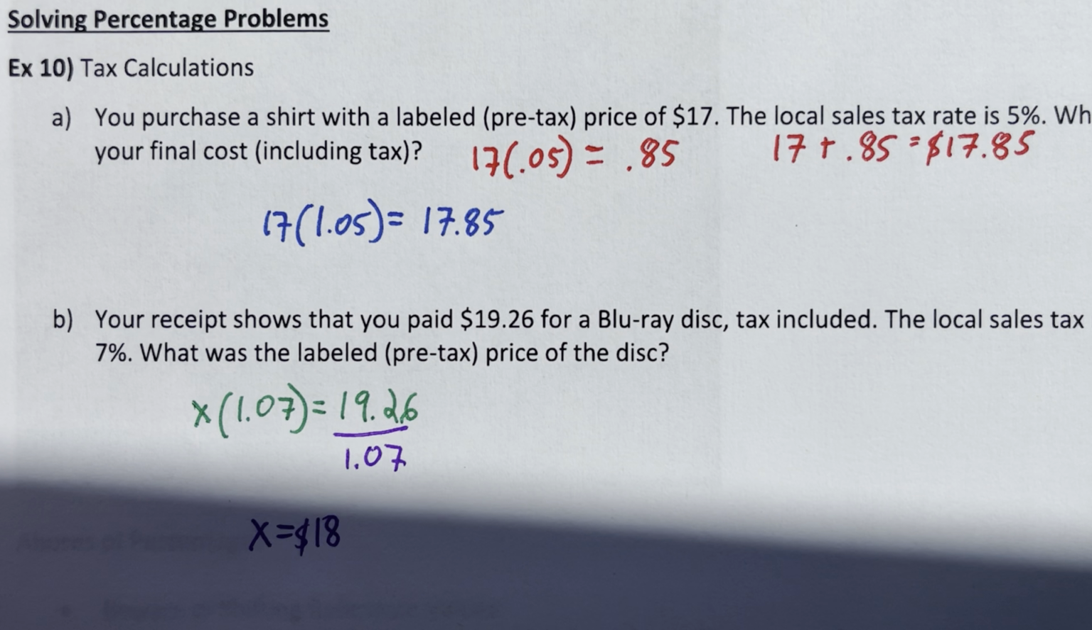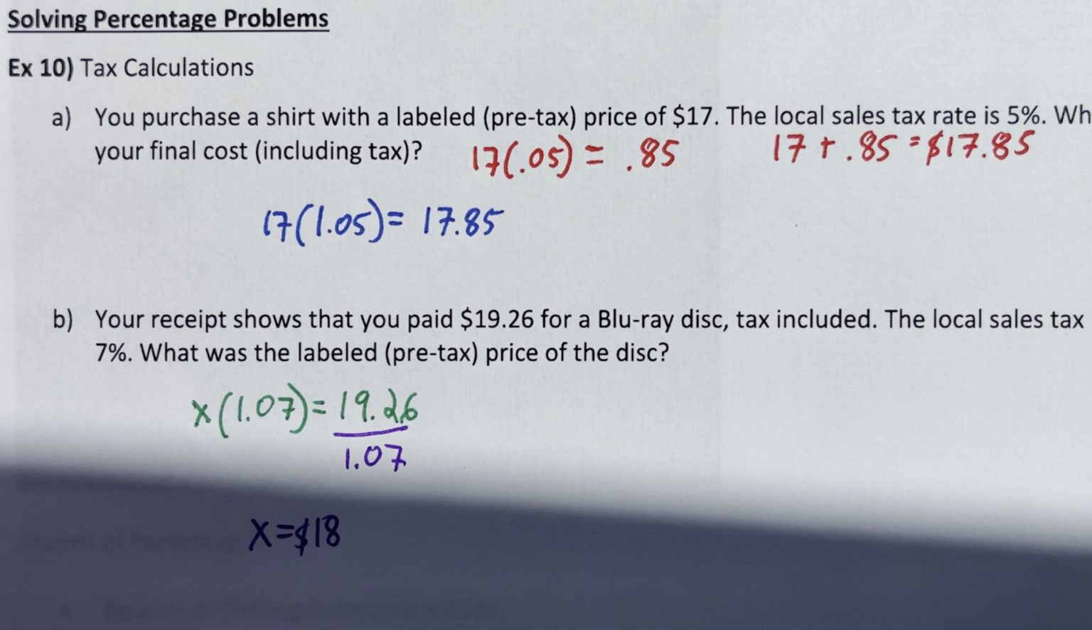The other way you can do it is you can multiply it by 1 plus the percentage rate. So 1 meaning the price of the object, 100% of the object price, and then the 5% of the sales tax. So 17 times 1.05 is also $17.85. So either way works.